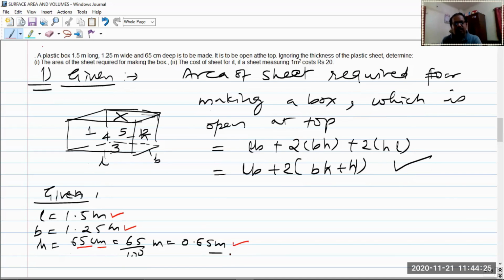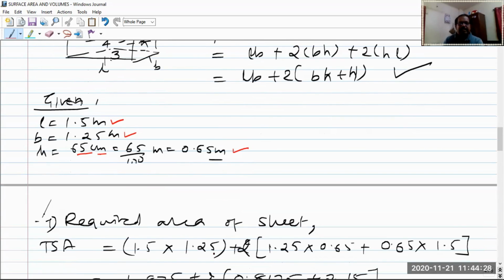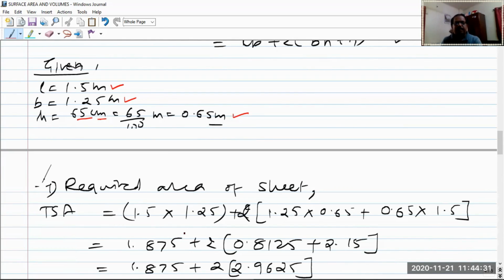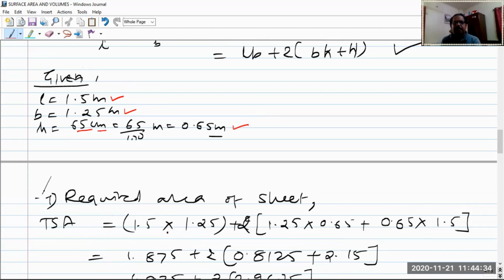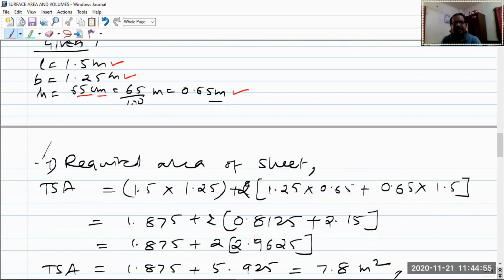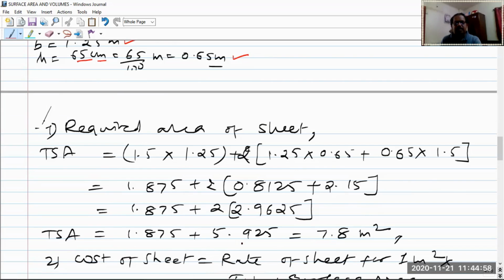With the help of this formula and the given information, we can find the area of the required sheet, which is given by, as we have noted already, LB plus twice (BH plus HL). So it is 1.5 into 1.25 plus twice (1.25 into 0.65 plus 0.65 into 1.5). Simplifying and doing the calculations carefully, finally we have the total surface area equal to 7.8 meters square. You need to do the calculations very carefully, students.